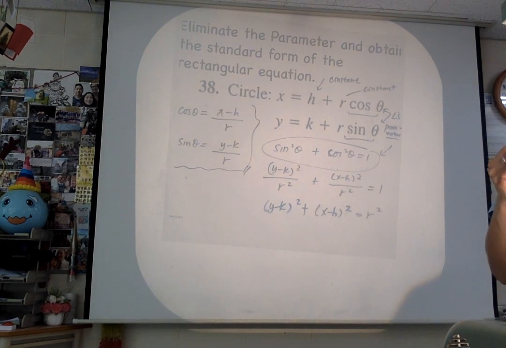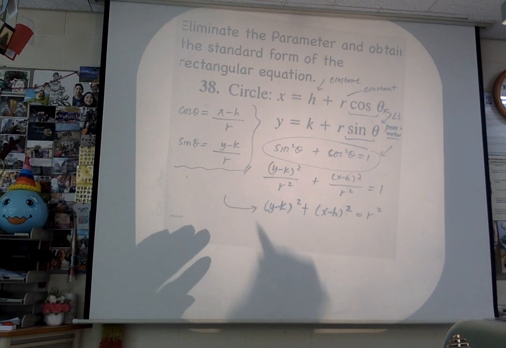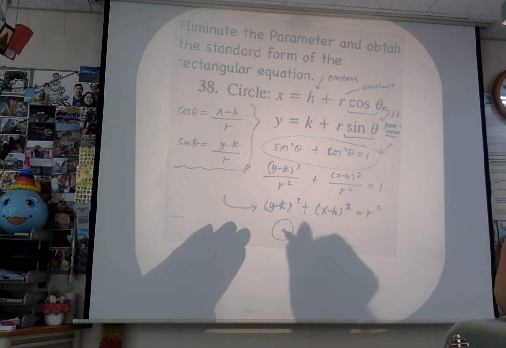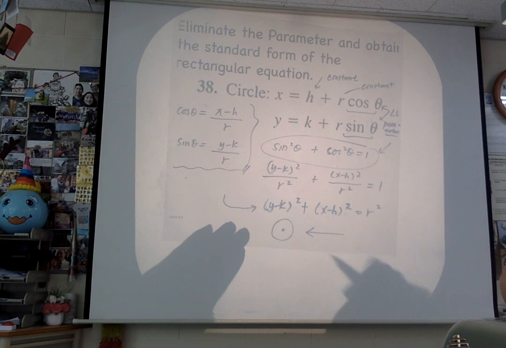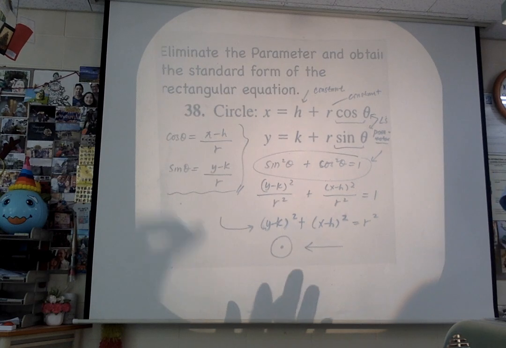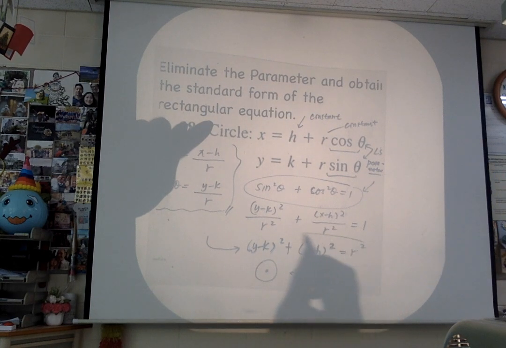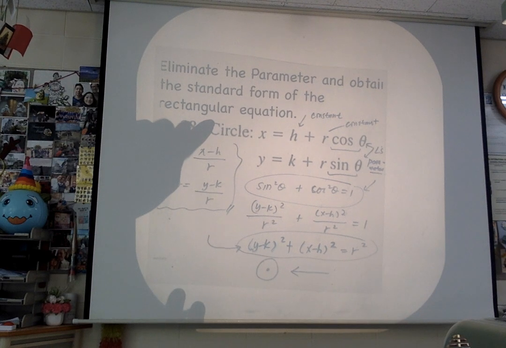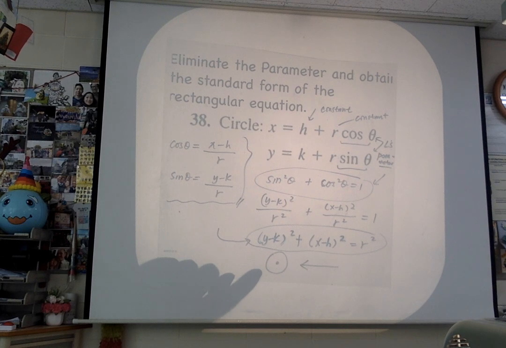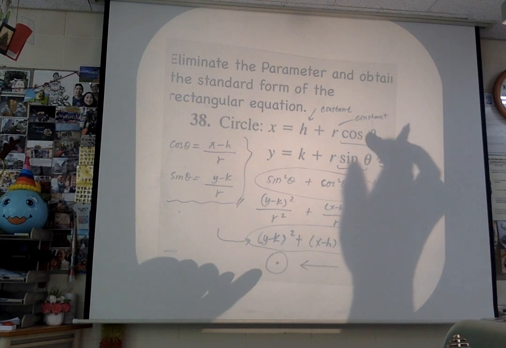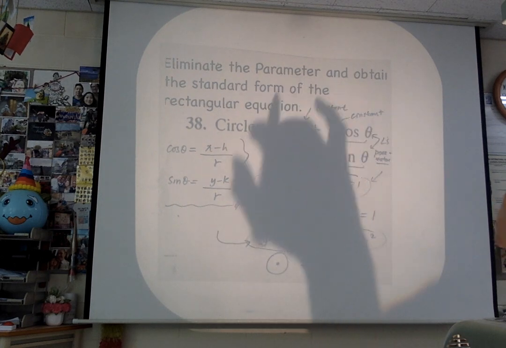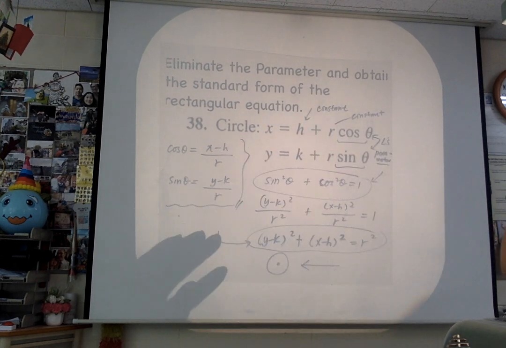What is this, you guys? It's an equation of a circle. You know what's amazing, you guys? You've just learned something amazing here. You've not only changed it to a rectangular equation, but you've also discovered that this is the way we write an equation for a circle in the parametric language. Okay? So get used to this right here. We're going to use this a lot.